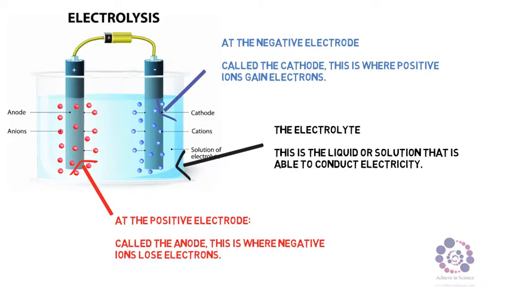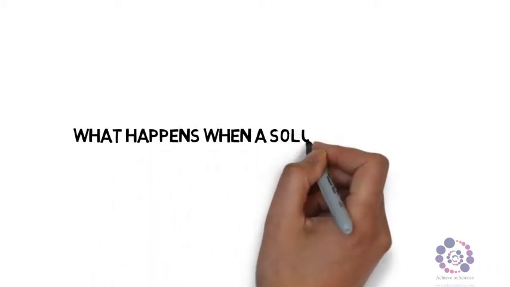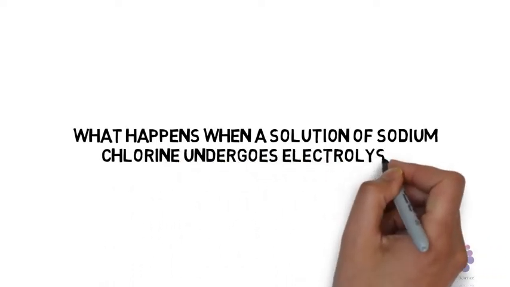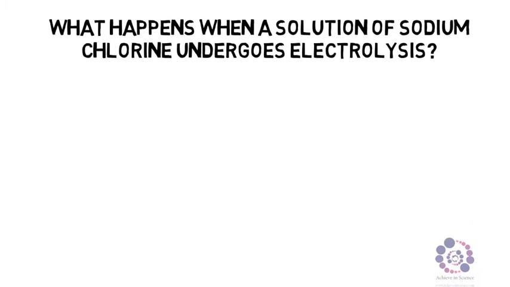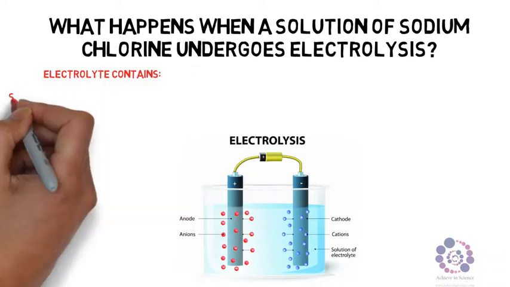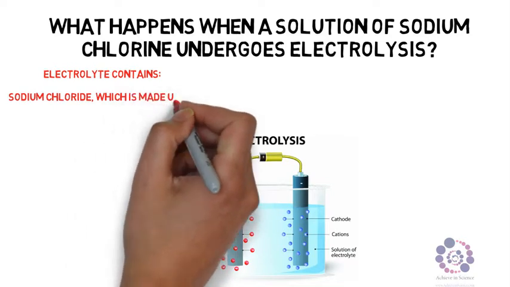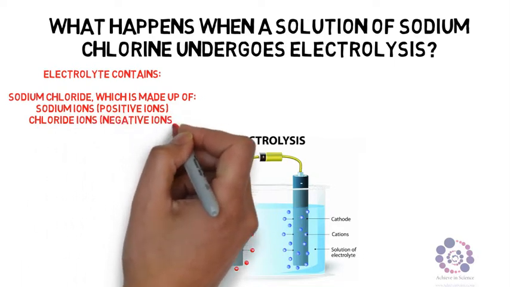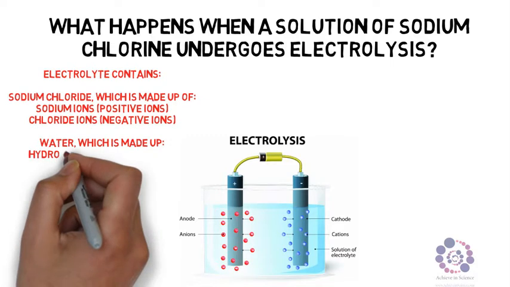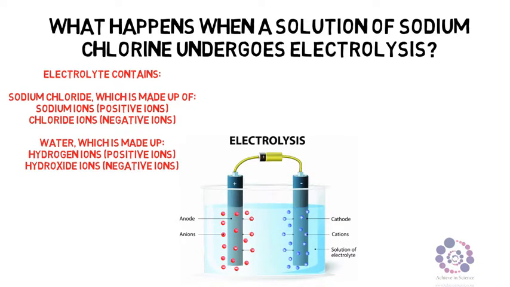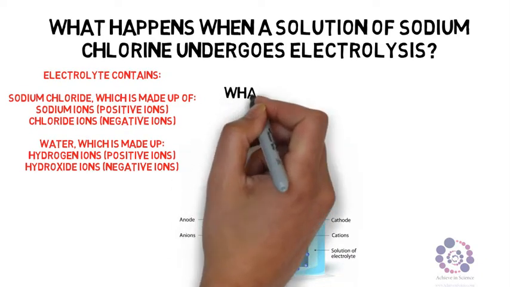So what is in the solution and what is happening when sodium chloride undergoes electrolysis? Well, in the electrolysis cell, the electrolyte contains sodium chloride solution. So this means that the electrolyte contains sodium ions, which are positively charged, chloride ions, which are negatively charged, plus there is water. Water, being H2O, can divide up into hydrogen ions, which are positive ions, and hydroxide ions, which are negative ions. Therefore, this now gives us the question of what is formed at which electrode.